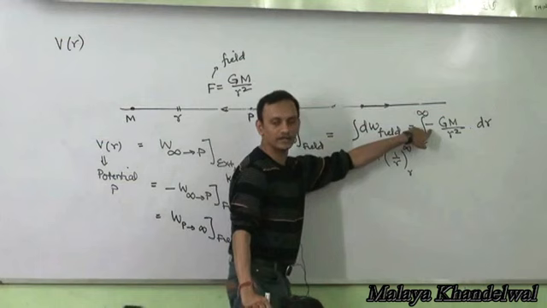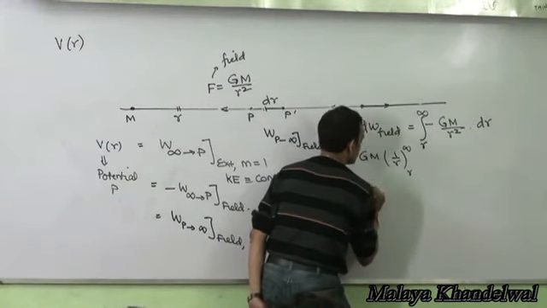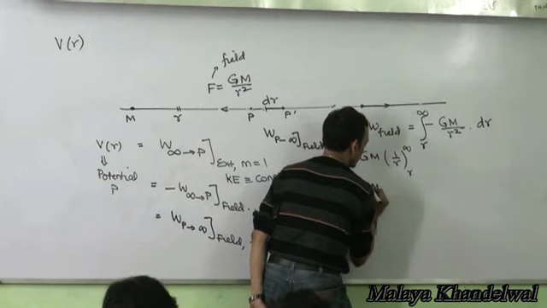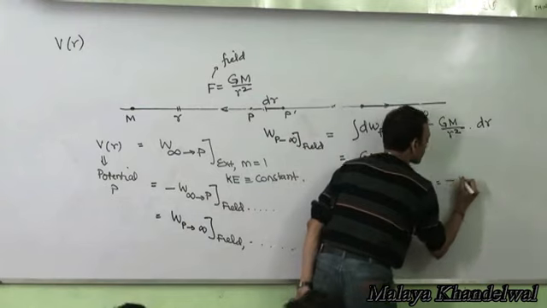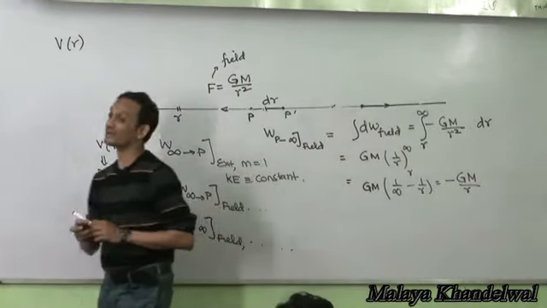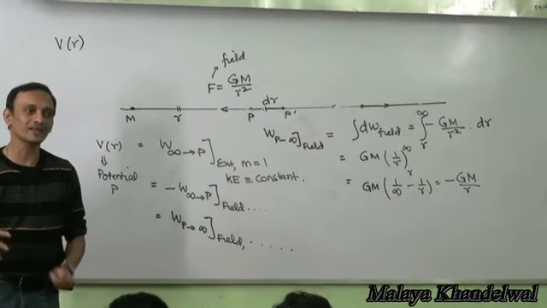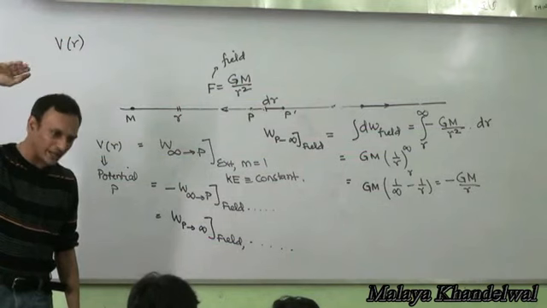1 by r squared, when you integrate, it will be minus 1 by r. So this is Gm into 1 by infinity minus 1 by r, which is minus Gm by small r. That's the potential at a distance r. It boils down to the same result. So then, that was our earlier fundamental understanding of potential at a point.